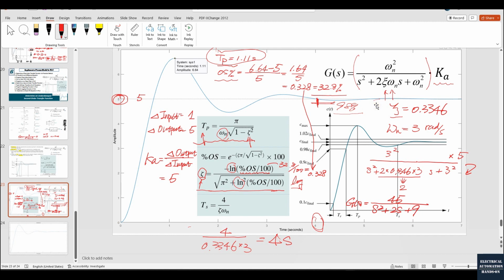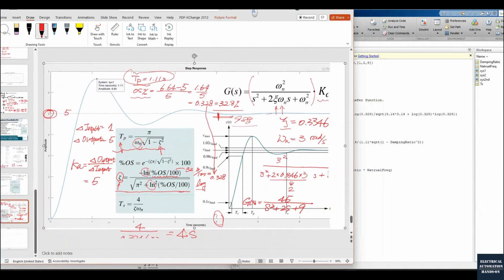All right, this is the typical way to determine an underdamped second order transfer function: to determine the damping ratio, natural frequency, and the Ka here. This is the calculation method. From this curve, we can record the TP, the peak time, and the overshoot. Keep in mind, the overshoot is equal to this area over this area. Okay? This area is a value directly calculated from the overshoot, 0.328.